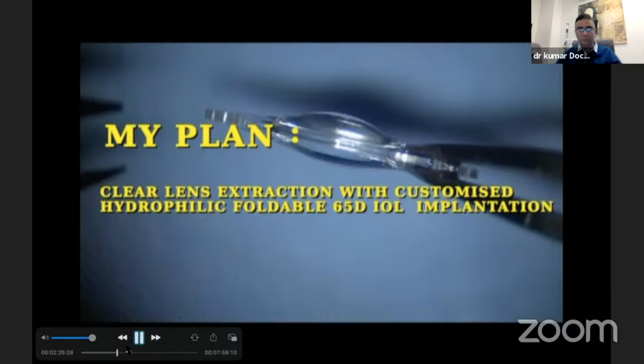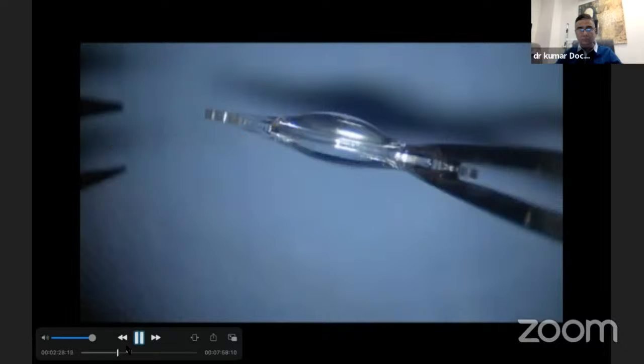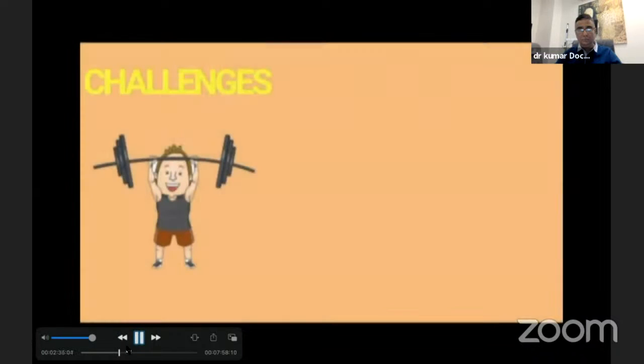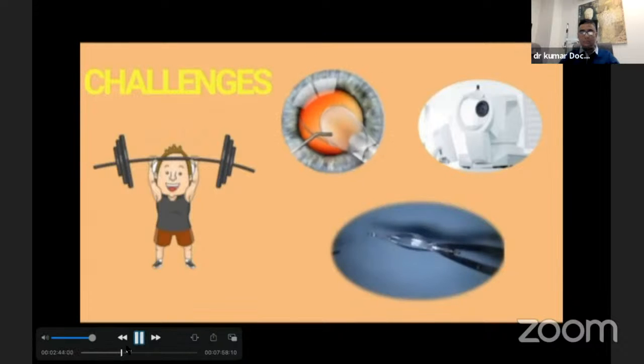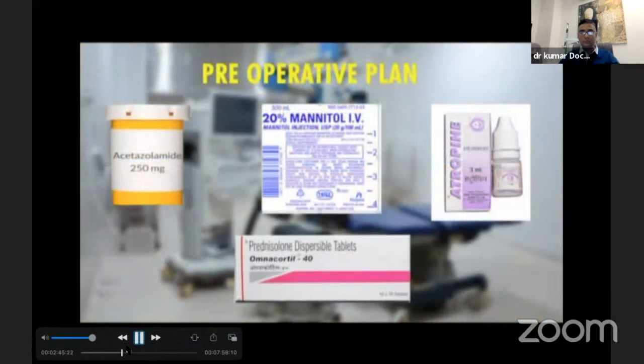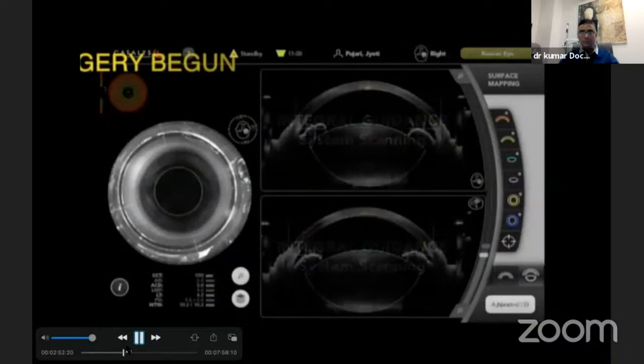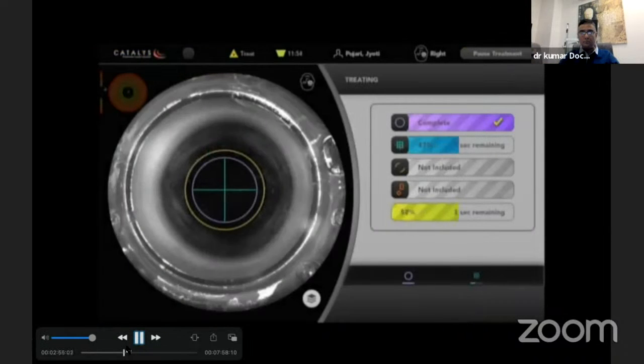Decided to go ahead with a customized hydrophilic foldable IOL of 65 diopters to be injected through a small incision of 3.4 millimeters. The challenges faced were IOL power calculation, manufacturing a customized high diopter power IOL, and injecting the same safely through a small incision. Well aware of the various complications known in nanophthalmic eyes, adequate precautions were taken before, during and after surgery. Patient taken up for femto capsulorhexis and a 4-quadrant division of the lens performed.